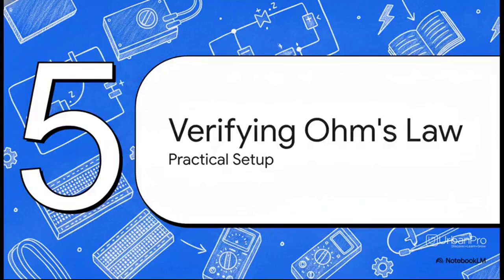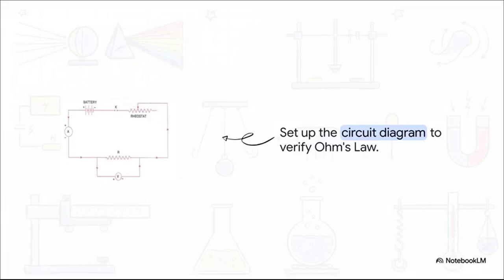Time for Section 5, verifying Ohm's law practically. Let's take the theory off the page and get to the operational phase. When you're setting up your lab bench, you need precise placement for all your measuring tools. The ammeter has to be in series with the circuit to measure the current flow. The voltmeter, though, goes in parallel right across the specific resistor you're testing.